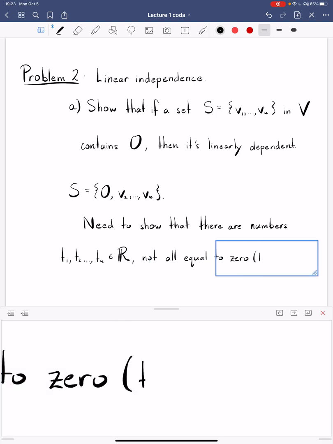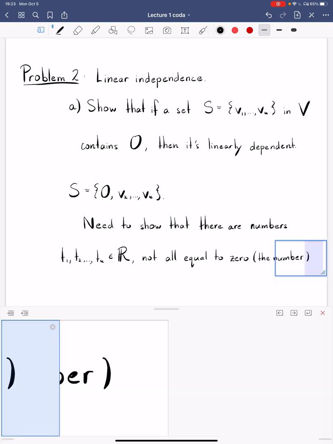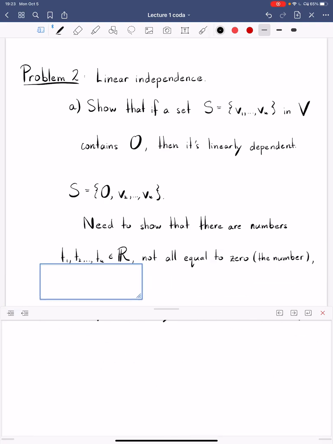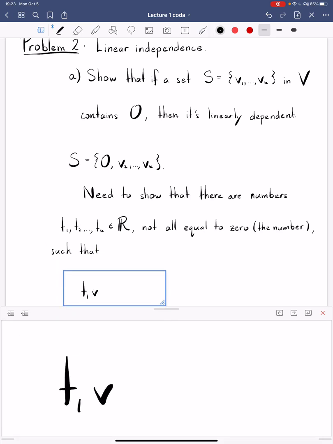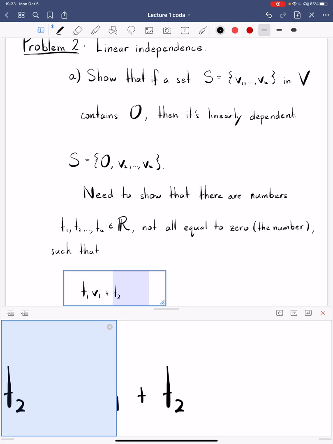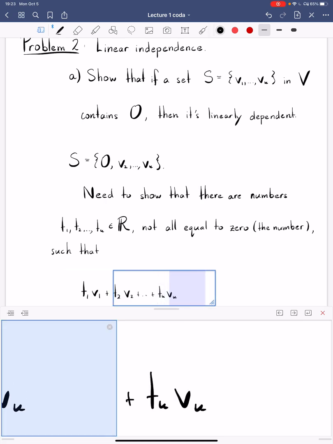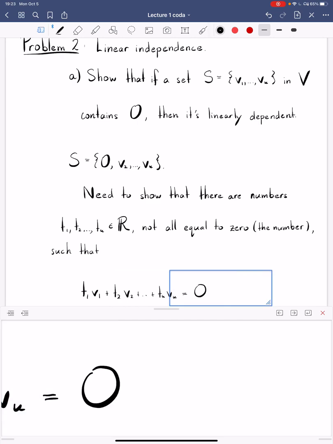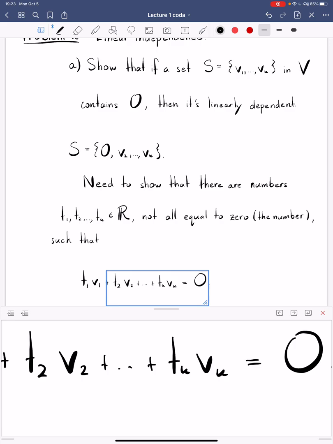This is the number 0, not the 0 vector, right? Such that T1 times V1 plus T2 times V2 plus all the way up to TK times VK is equal to the 0 vector. Okay, and that is the definition of what it means for a set S containing the vectors V1 through VK to be linearly dependent.